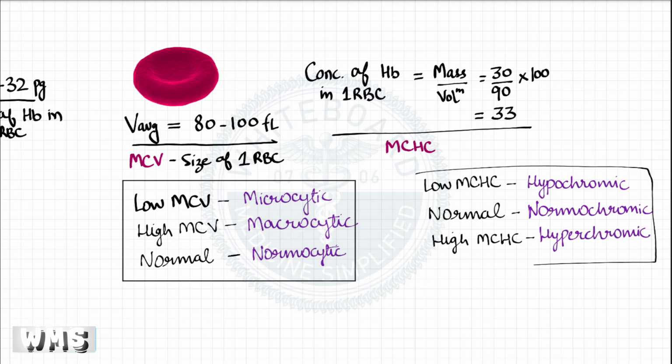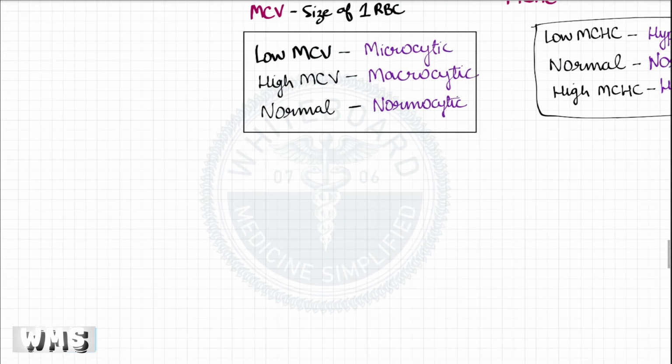But this is uncommon, and when it does occur, it usually indicates conditions where RBCs become smaller, dehydrated, or lose their normal biconcave shape, causing hemoglobin to appear more concentrated, for example, in hereditary spherocytosis.